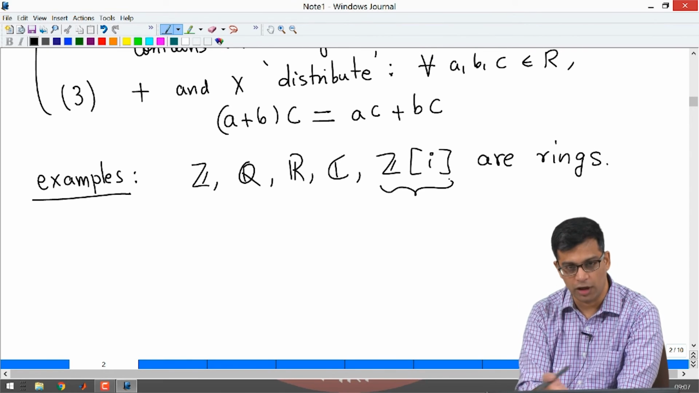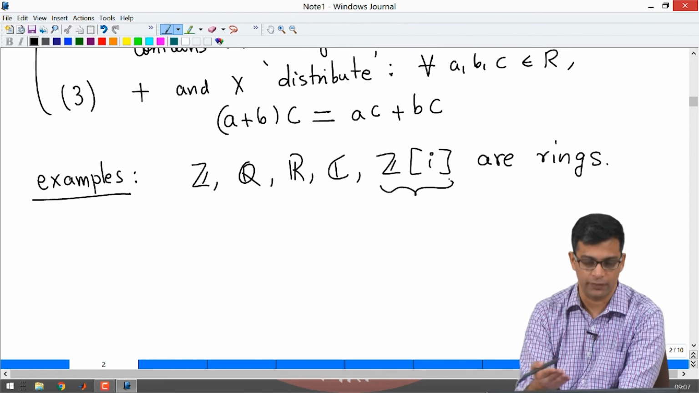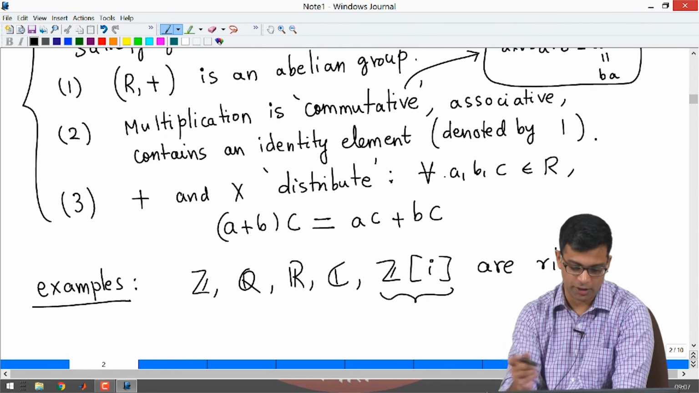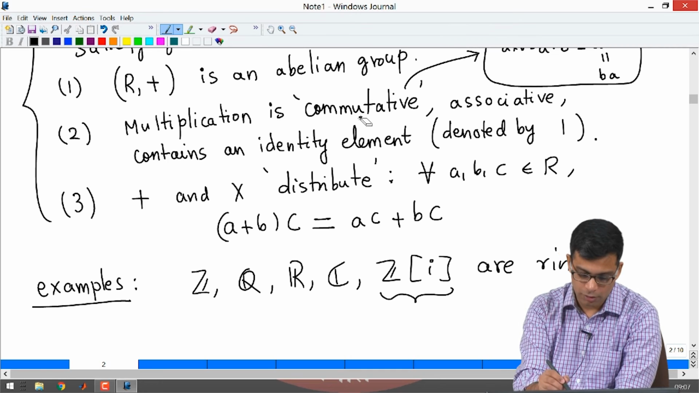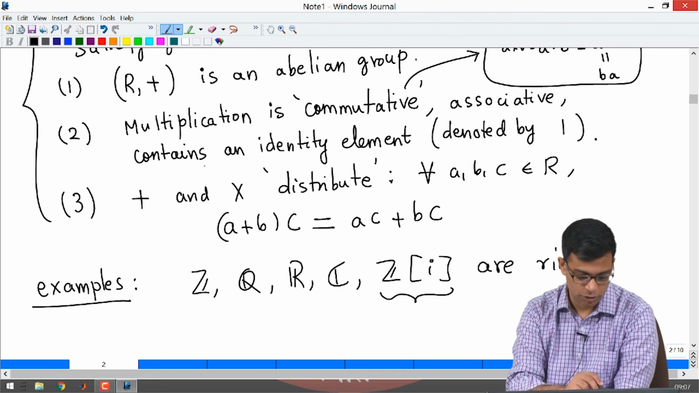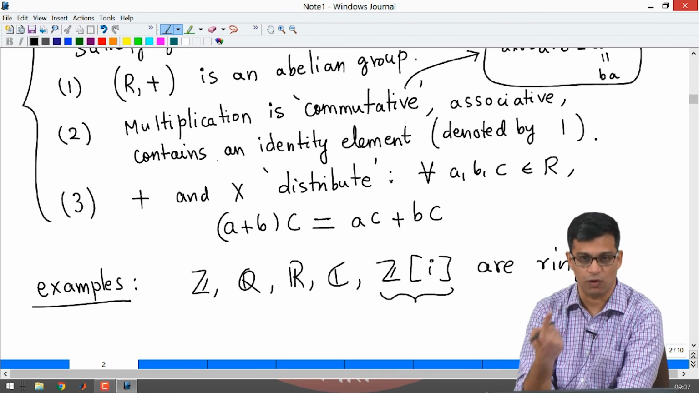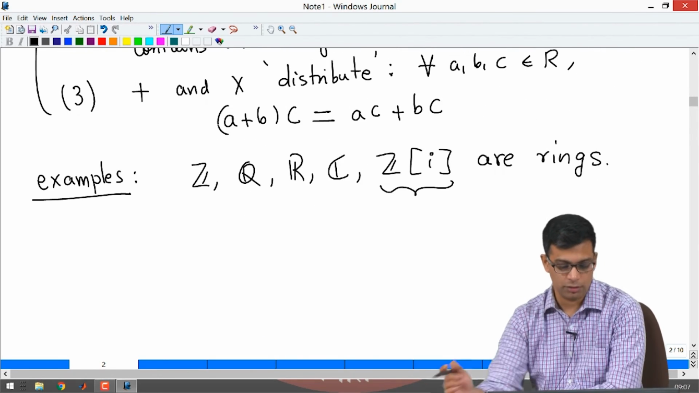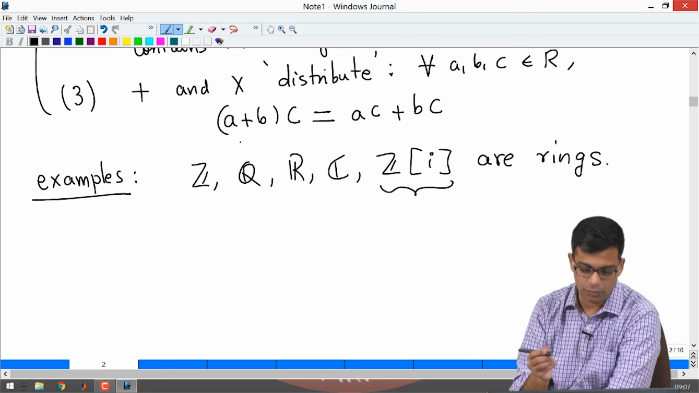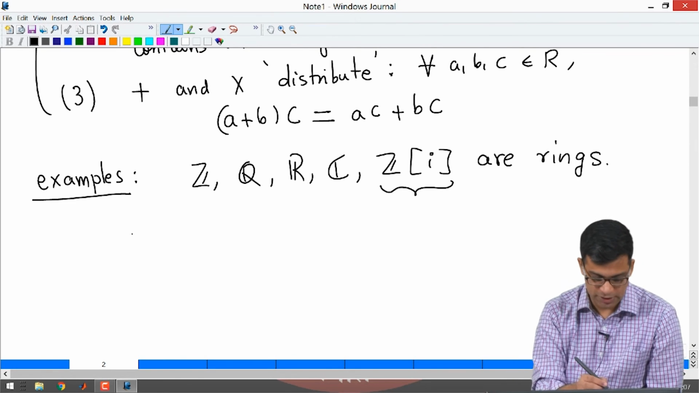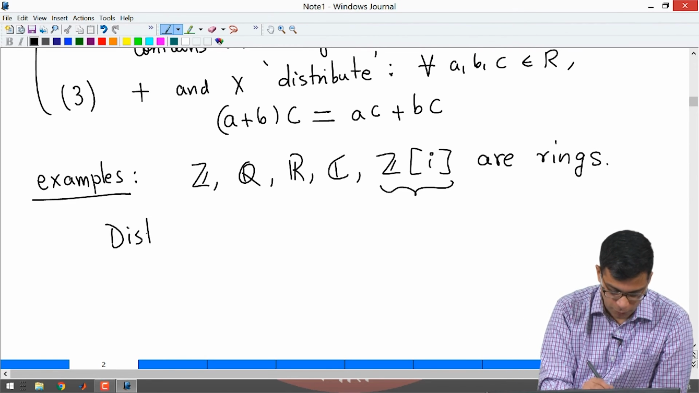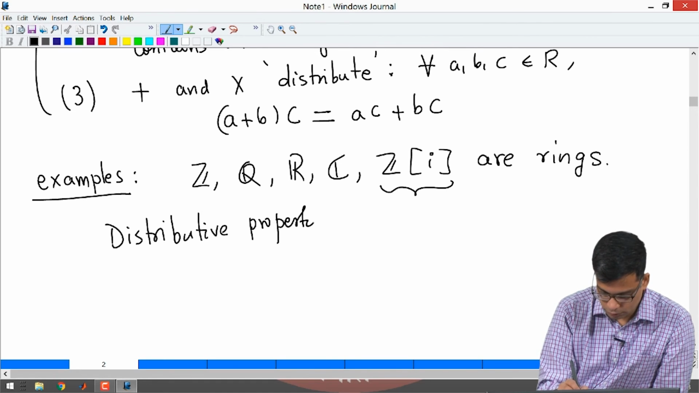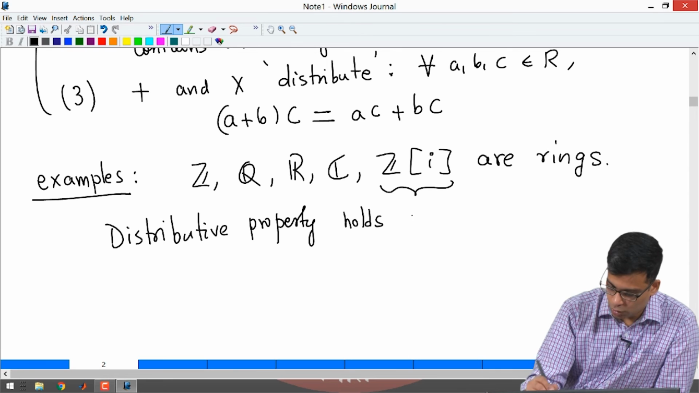And with addition, these are all abelian groups. I have asserted it, it is not difficult to check that. And with multiplication, they are not necessarily groups, but they have the property that they are commutative, they are associative, they contain an identity element. In each of these cases, one is the identity element, and the new property that one can check easily is distributivity. So, the distributive property holds for C.